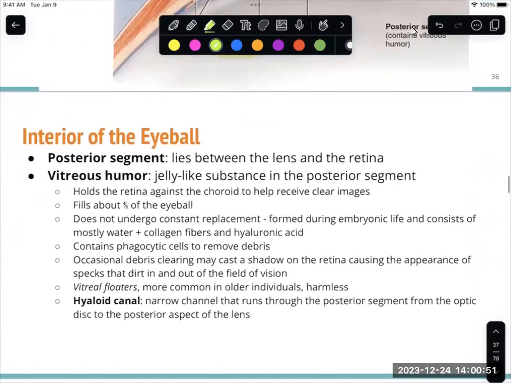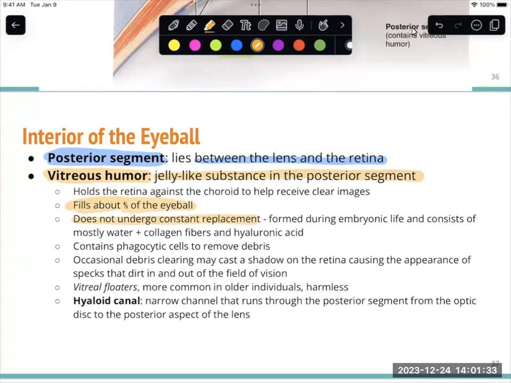That posterior segment is between the lens and the retina. This is filled with more of a jelly-like substance known as vitreous humor. This vitreous humor helps to maintain the shape of the eyeball. It fills about 4/5 of the eyeball because the back of your eyeball is actually larger than the front portion. This does not get replaced like the aqueous humor in the front.